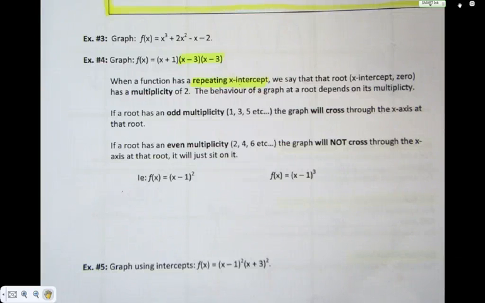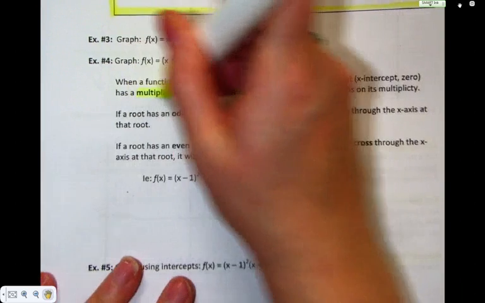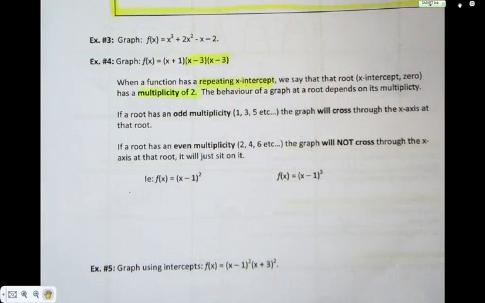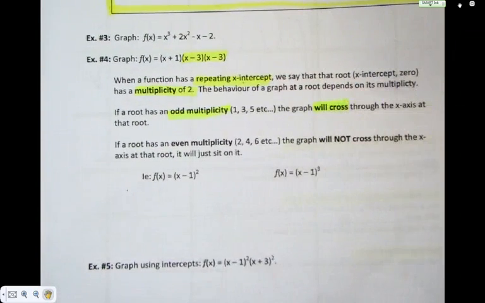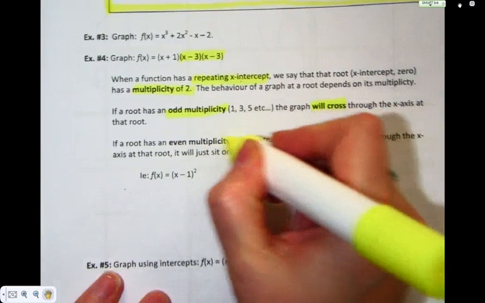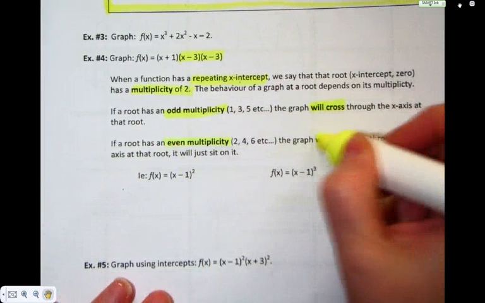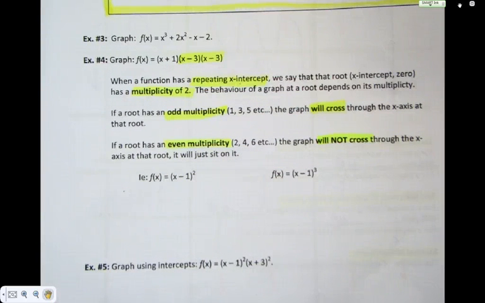So when a function has a repeating x-intercept, that's what our examples here are going to focus on. We say that that root, or x-intercept, or 0, has a multiplicity of 2. Because it repeats twice, we call it a multiplicity of 2. The behavior of a graph at a root depends on its multiplicity. If a root has what's called an odd multiplicity, the graph will cross through the x-axis at that root. If the root has an even multiplicity, the graph will not cross the x-axis at that root. It just sits on it.